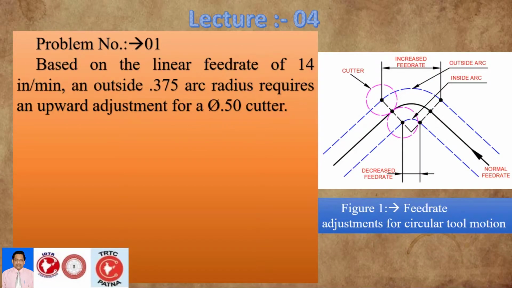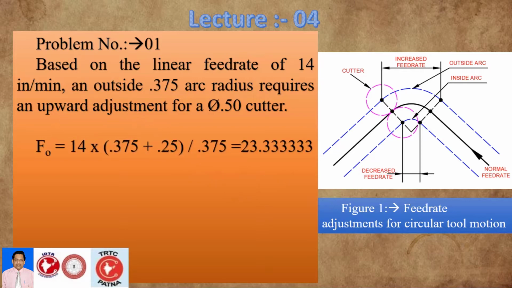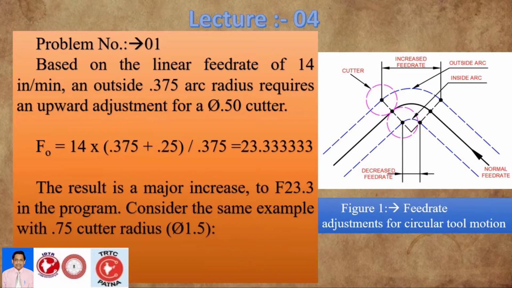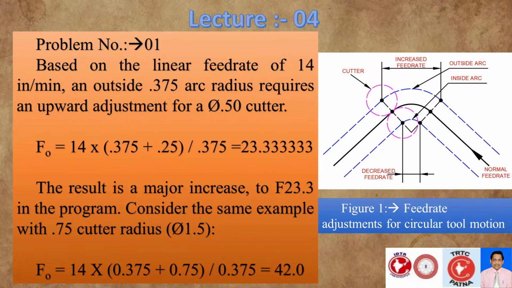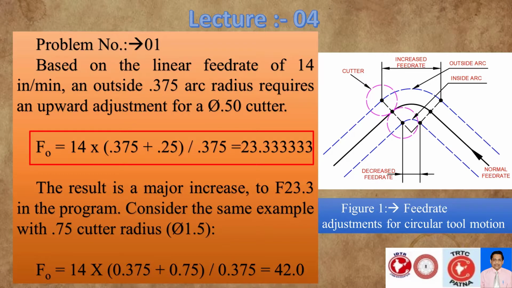Based on a linear feed rate of 14 inches per minute, an outside 0.375 arc radius requires an upward adjustment for a 0.50 diameter cutter. According to the formula, the feed rate for the outside arc is 14 multiplied by (0.375 plus 0.25) divided by 0.375, which equals 23.333333. The result is a major increase to F23.3 in the program. Consider the same example with a 0.75 cutter radius, so the diameter is 1.5.